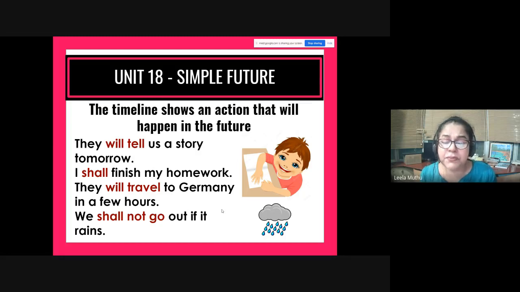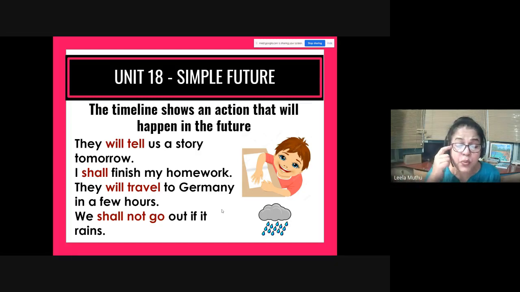I shall finish my homework. Now, children, here in grammar, it's formal grammar. Okay? After I, we always use shall. We don't use will. Even though we talk to each other in a very informal way, we say I will. But grammatically, you must say I shall. Okay, that's the first person singular. We will use shall. I shall finish my homework, which means you haven't yet finished it. You haven't done it yet. It'll happen in the future.